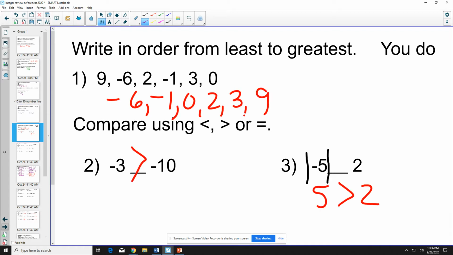All right, now that you're done, check your first one. In order from least to greatest: -6, -1, 0, 2, 3, 9. The same order as what is on a number line. Check your number 2. See if you have -3 is greater than -10, because -3 degrees is warmer than -10 degrees. That's one way to think about it. And check your number 3. Did you take the absolute value of -5 to get 5? 5 is greater than 2.